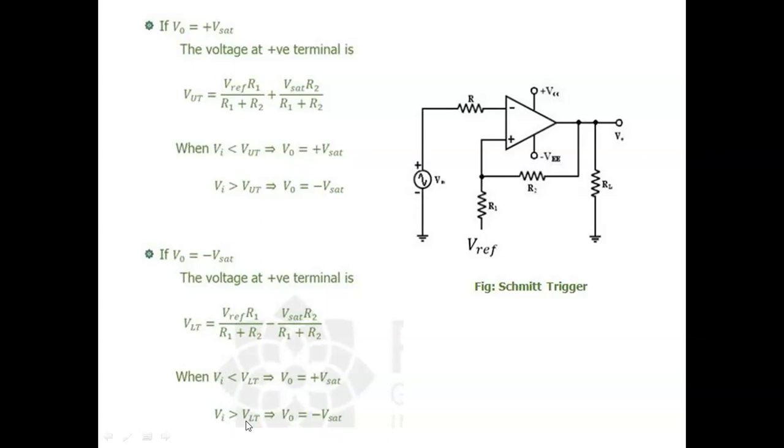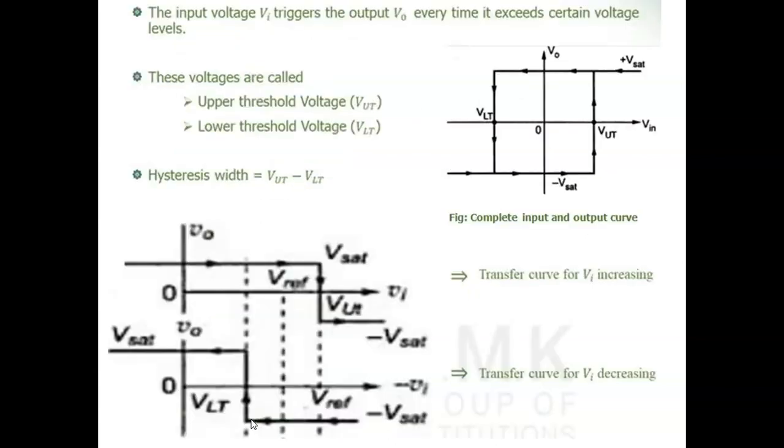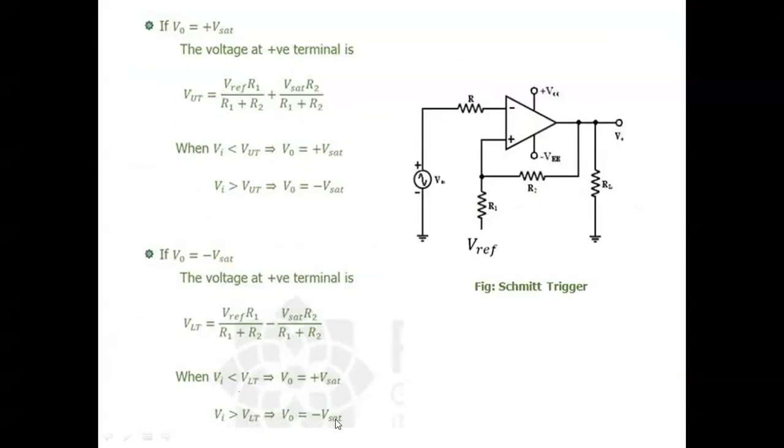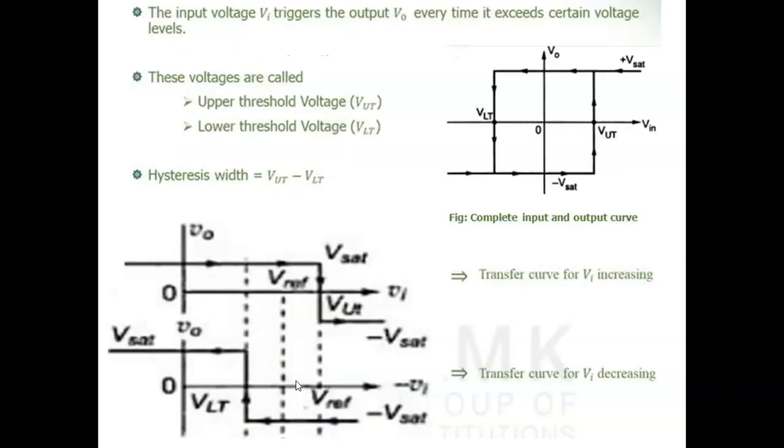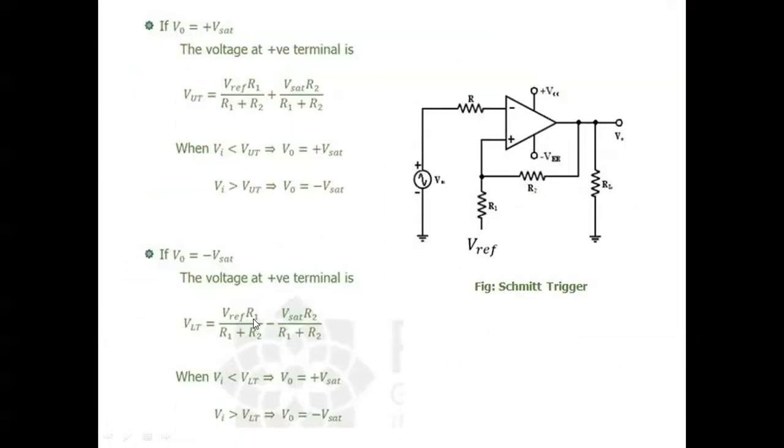Say the input is 3 volts or 4 volts, greater than the lower triggering point. If VLTP is 2 volts and Vi is 5 volts, 4 volts, 3 volts, even 2.2 volts, then the output stays in minus Vsat. Whenever Vi falls below VLTP, say VLTP is 2 volts, then an input of 1.9 volts is less than VLTP, and the output flips from minus V saturation to plus V saturation. This is called the lower triggering point.